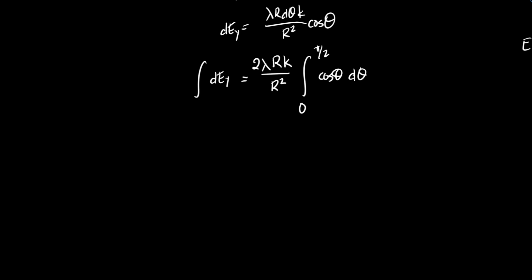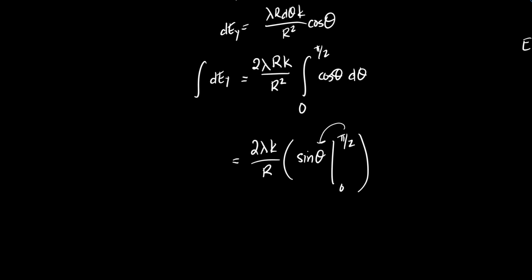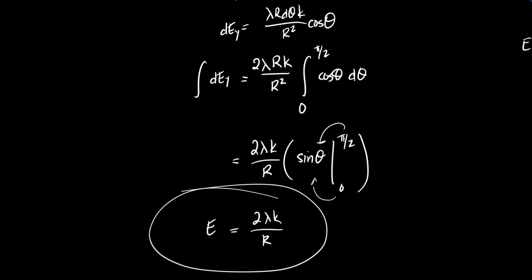Can I keep going, or any troubles? All right. I'm going to cancel the 1r, so 2 lambda k over r times the antiderivative of cosine, which is sine, evaluated from 0 to pi over 2. Putting in my top limit, what's sine of pi over 2? 1. Subtracting sine of 0? 0. That would be the electric field.